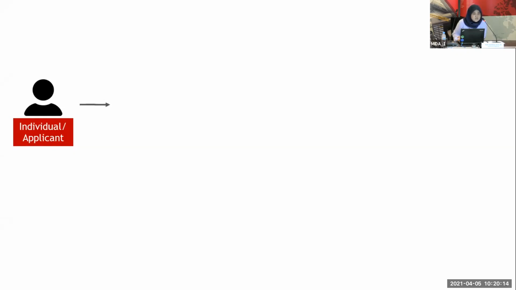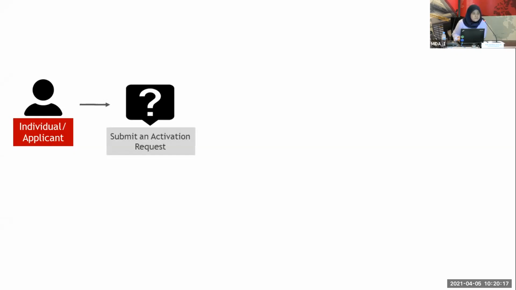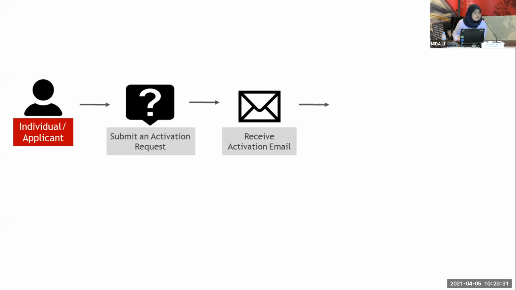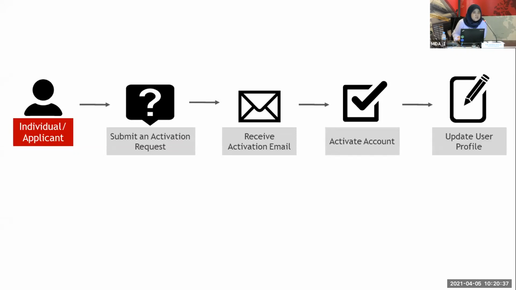Okay, for the migrated user, existing user, what you have to do is, if you have used JPC online before and you are using the same ID, submit an activation request to MIDA. Once you have submitted the activation request, you will receive an activation email. Once you have received the activation email, you can activate your account. Once you have activated your account, you can update your user profile. Maybe previously your designation was executive, and now your designation has changed, so you can update your user profile.